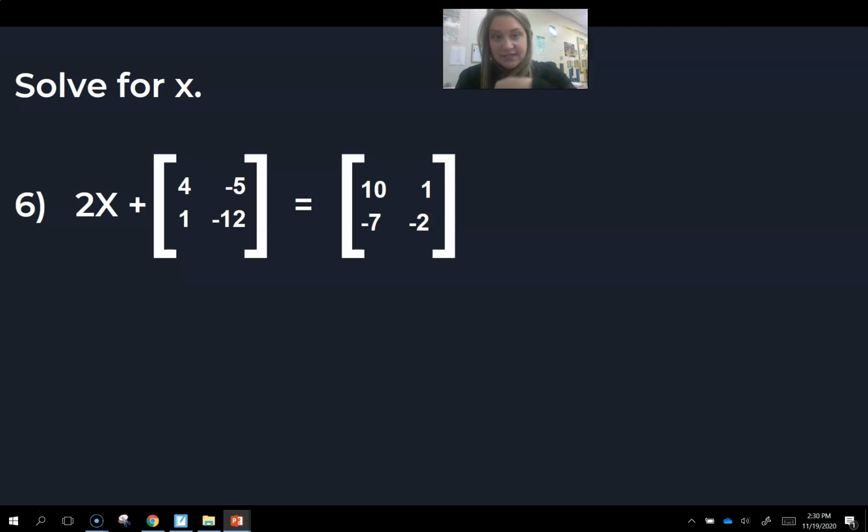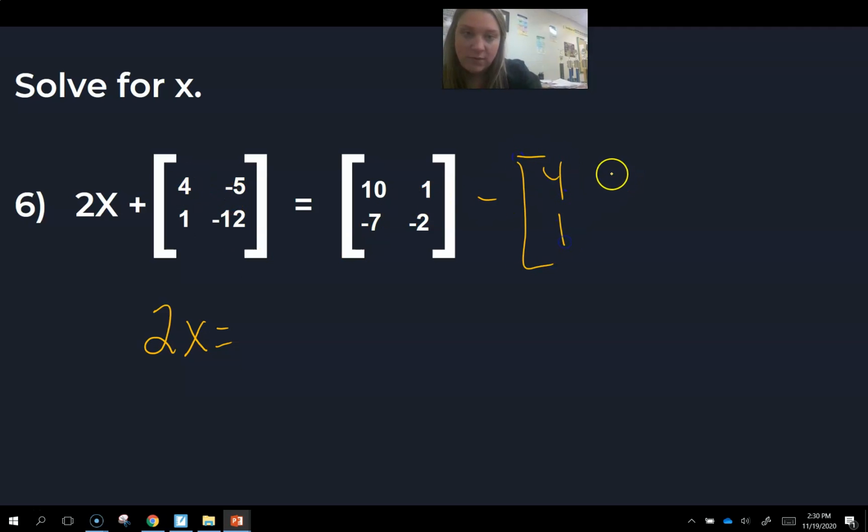Here we're going to solve for x, right? So just like last time, we have 2 times matrix x plus 4, -5, 1, -12 is going to give me the matrix 10, 1, -7, and -2. All right, well, we know my matrix X is going to have to be a 2 by 2, right? Because we're adding. So we know the size of it. I am going to subtract this matrix to the other side first. That's going to give me 2x is equal to, so I'm going to subtract it over here. 4, 1, -5, -12.